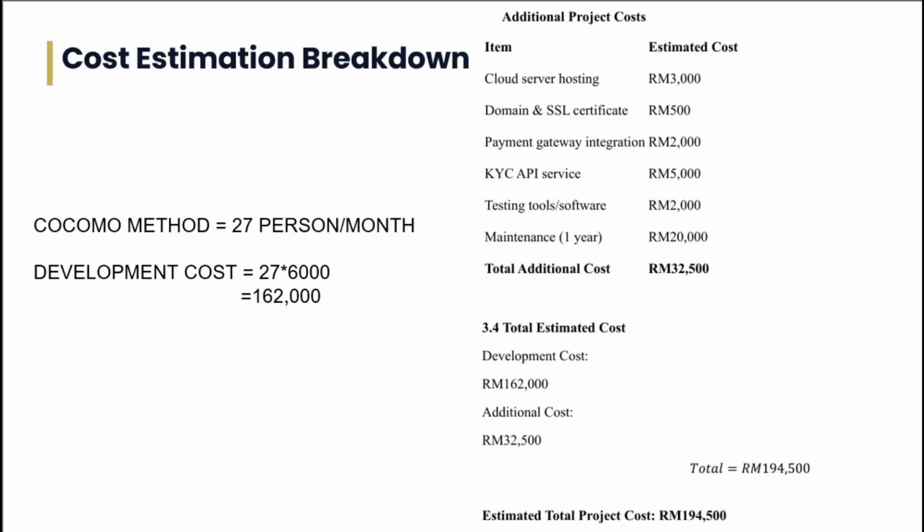The last part is the cost estimation breakdown. We use the COCOMO model for this project to calculate the person-months. So we need 27 person-months. The cost for 27 person-months is 6,000 per person-month. So 27 multiplied by 6,000 is 162,000. The additional cost is for the services or subscriptions that we need. So the cost is 32,000, which is our estimated cost. So the total is 194,500. That's all. Thank you.